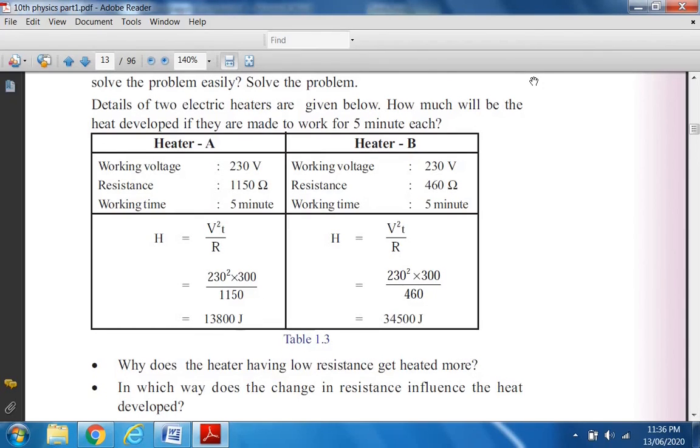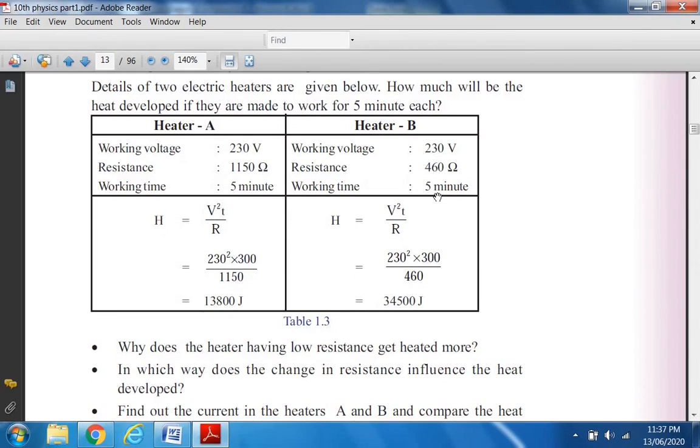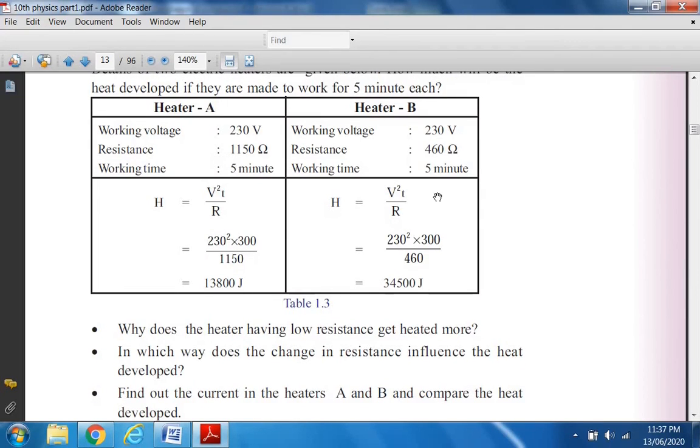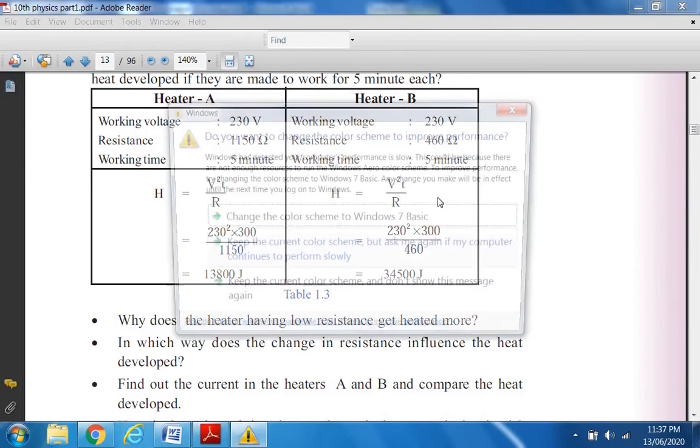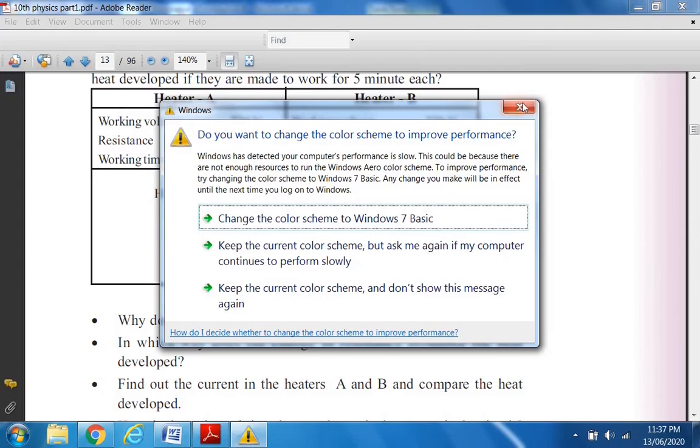Here is one heater working under voltage 230 volt, resistance 1150 ohm, working time 5 minutes. The voltage is the same for heater B, but it has a low resistance, and the working time is the same. Two heaters work for the same time under the same potential, only the resistance is different. In the case in which resistance is higher, the heat energy produced is lesser, that is 13,800 joule.